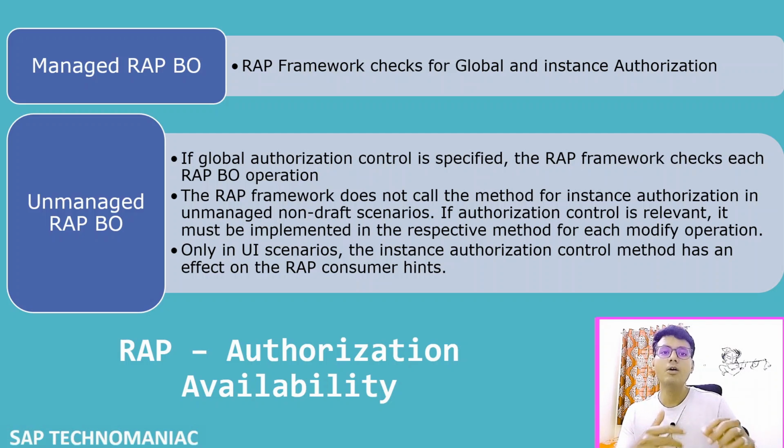If you want to apply that instance authorization, what is the usefulness of that particular thing? If it is not available, it will not be called at all. But if you are calling that BO from another BO or some other program, and you want to do that authorization check, then you have to implement that authorization check in the update, delete, and create operation itself, or actions, wherever you are doing. So these are the important things.